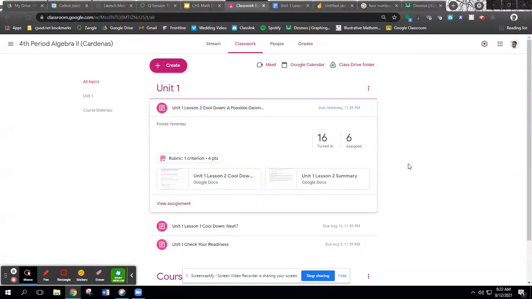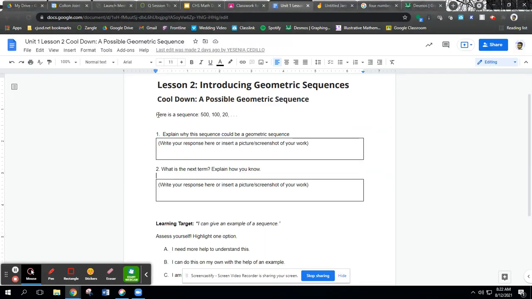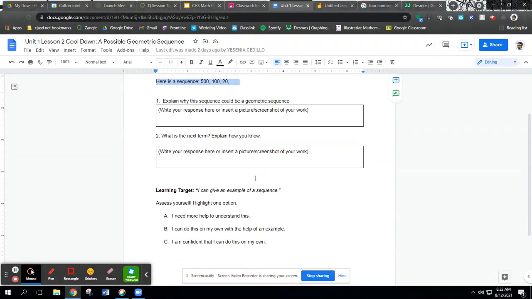Hey everybody, this video is here to help you out with the Unit 1 Lesson 2 cooldown, which is called a possible geometric sequence. You open that up, it should look something like this. You're given this sequence, and you need to explain why it could be a geometric sequence, and explain what the next term would be, clearly saying how you know. Then you'll answer the learning target assess yourself question.